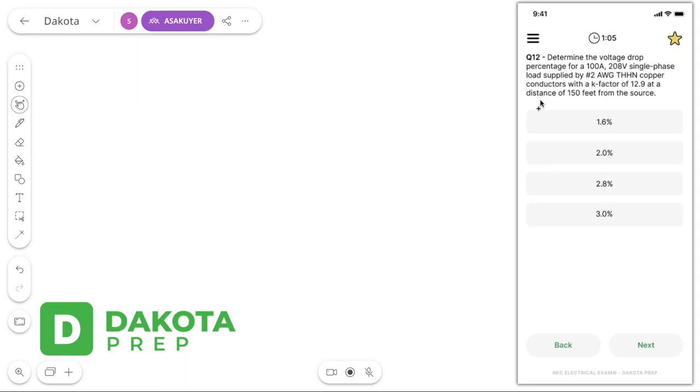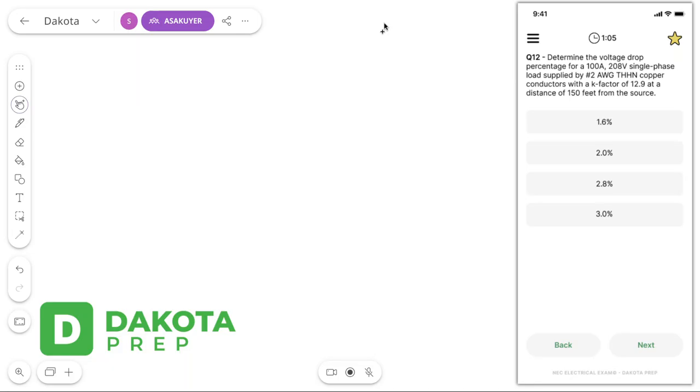We have this question here that deals with voltage drop. It says determine the voltage drop percentage for a 100 amp 208 volt single phase load supplied by number 2 AWG THHN copper conductors with a K factor of 12.9 at a distance of 150 feet from the source.